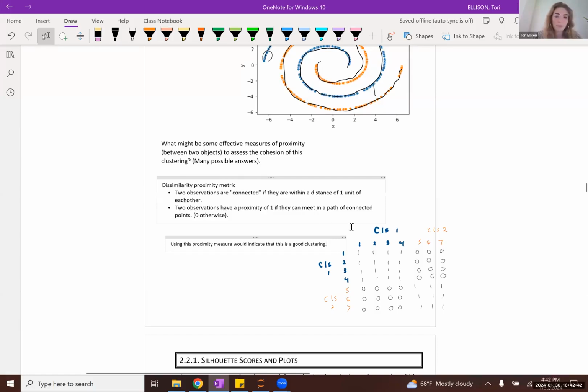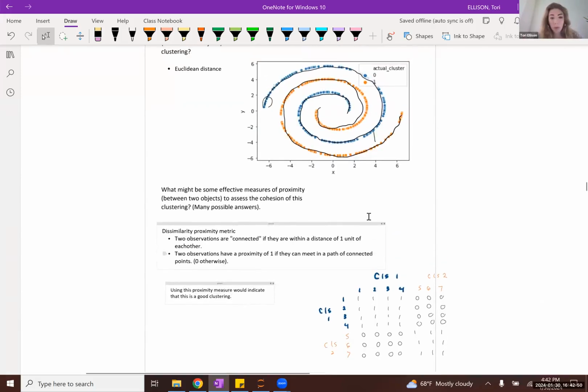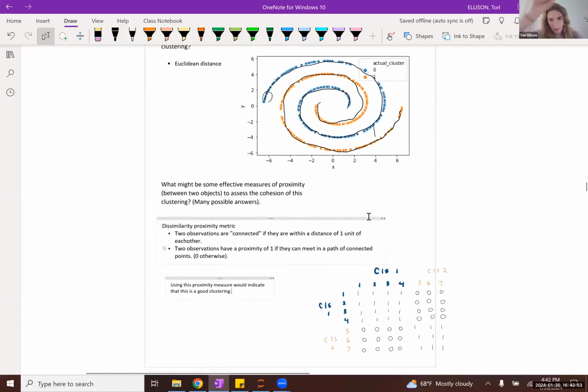Someone's asking, would DBSCAN work with this data set? And yes, if you selected your parameters appropriately, DBSCAN would be able to identify these clusters. We're going to talk about DBSCAN, which is a density-based clustering algorithm, in a few units. But that is one such example that could identify these two clusters. All right, any questions on that?